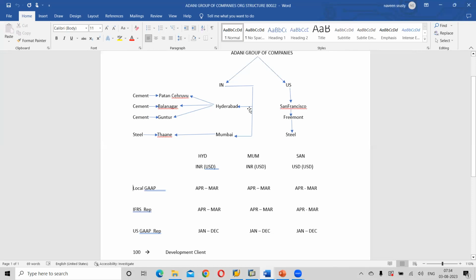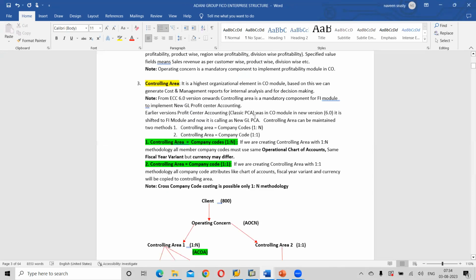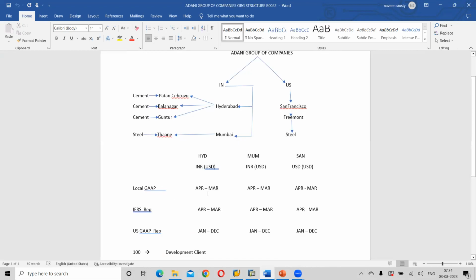The second rule is that it should use the same fiscal year. Yesterday we saw that this is nothing but your financial year. In general terminology we call it a financial year or accounting year; in SAP, we call it a fiscal year. For the Hyderabad company code, an Indian company code, we use April to March, and we use the same financial year for all three company codes.